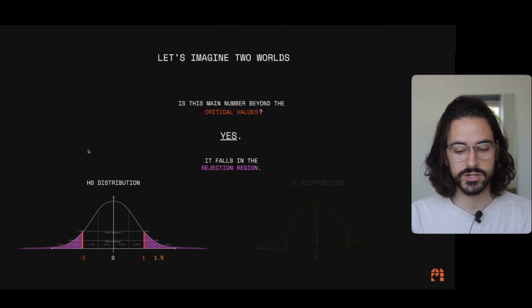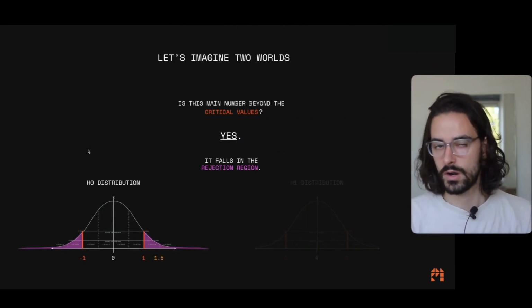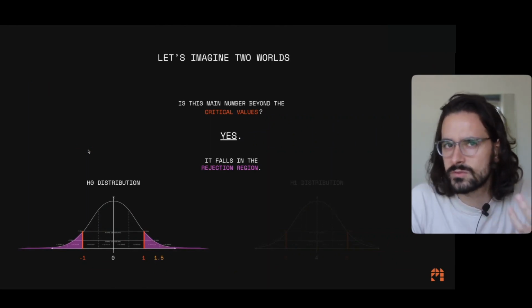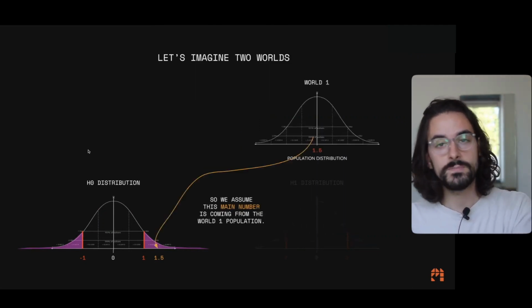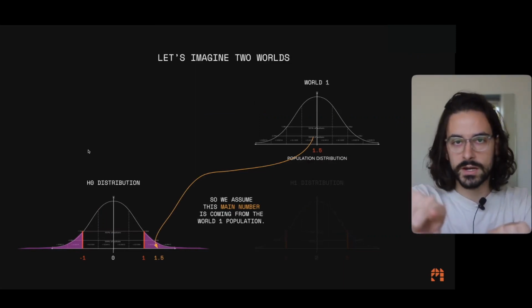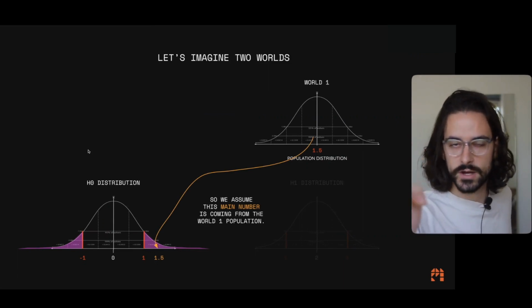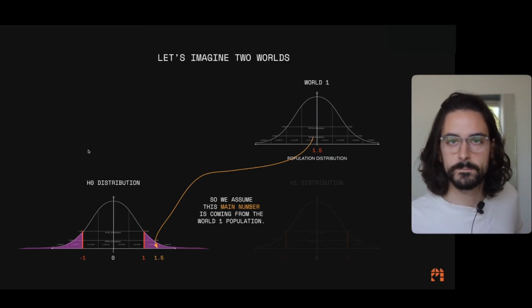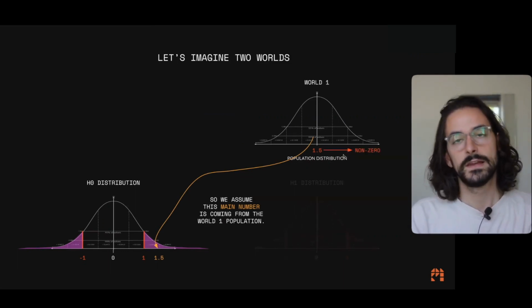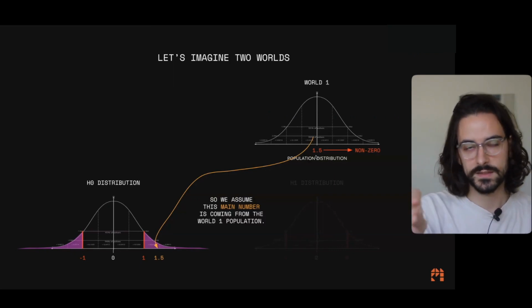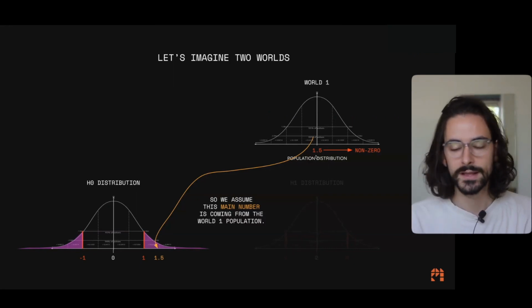Yes, it falls in the rejection region, which is the region outside of the 95% range for a zero world, for a zero distribution. So you see what I'm doing? It's very similar to what we were doing before. So we assume that this main number is coming from the world 1 population. Probably, and the number we're going to assume for that population is exactly 1.5. So we're going to say, let's say that there was a world 1 in which the population value was 1.5. Well, it's probably coming from that world and probably not coming from the H0 distribution. The most important thing with this 1.5 is not exactly that it's 1.5, but most importantly that it's not 0. It's a non-zero world 1. But we can use the 1.5.